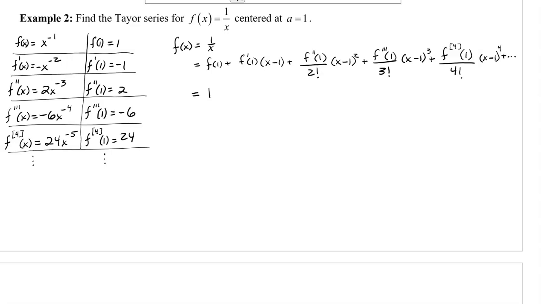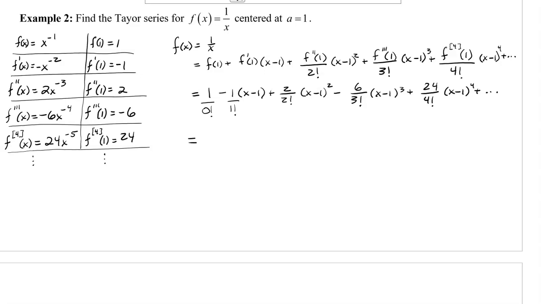So we have f of 1 is 1. We have f prime of 1 is negative 1. The second derivative of f at 1 is going to be 2. Then we get minus 6 over 3 factorial. And then 24 over 4 factorial. From there, we can notice that our first term has a 0 factorial under it, and the second term has a 1 factorial. And so now we notice that our numerators all have n factorials, as do our denominators.